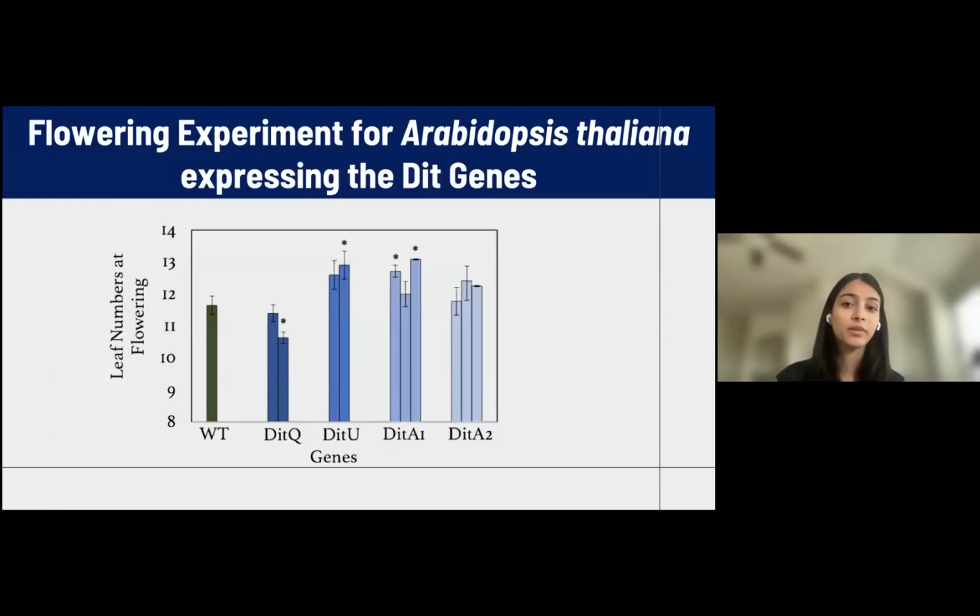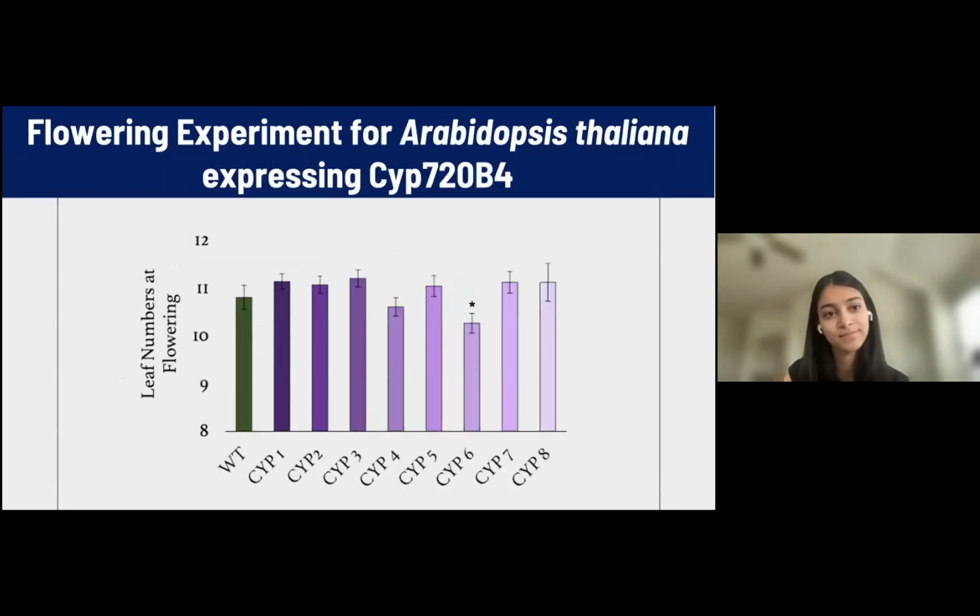So for the flowering experiment for Arabidopsis thaliana expressing the DIT gene, we counted the number of leaves at the time of flowering, and then we conducted a t-test. If the p-value was less than 0.05, our results were significant. Each graph line represents a different transgenic line of the plant. So DITQ produced a significantly lower number of leaves compared to the wild type, while DITU and DIT-A1 produced significantly more leaves than the wild type.